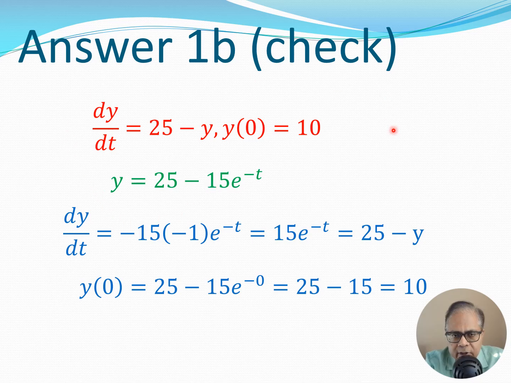So remember, the equation in red is the equation we started with. This equation in green is the solution. So let us differentiate dy by dt.